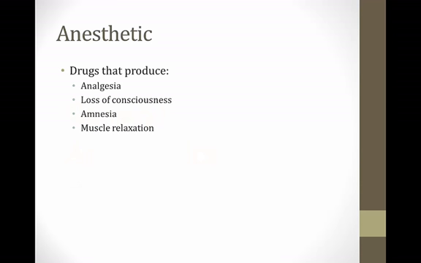So an anesthetic is a drug that produces one or more of four different things. It can produce analgesia so you don't feel pain. It can produce loss of consciousness. It can produce amnesia so you don't remember something. And then it can produce muscle relaxation or paralysis.